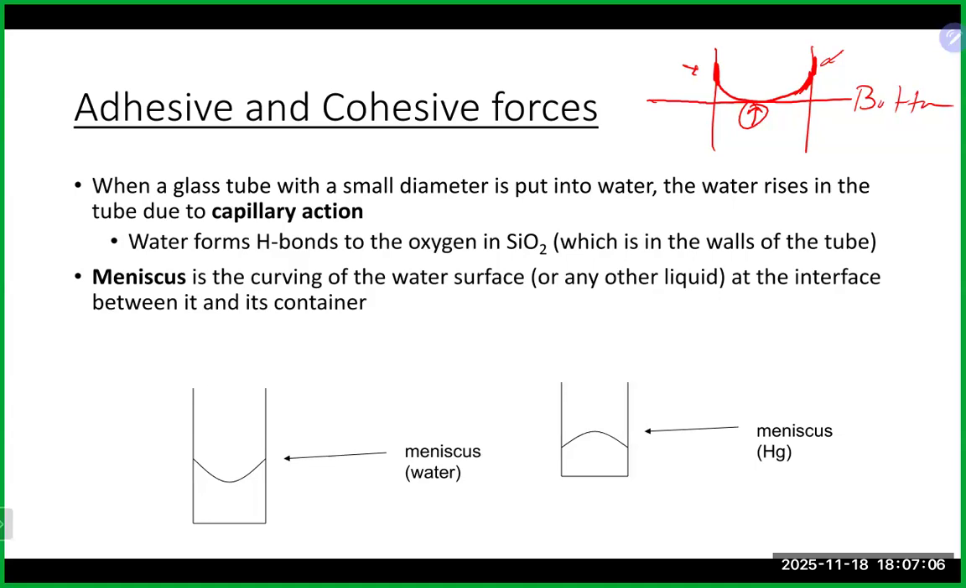Now, I would say in most cases, that is typically what you see with your meniscus, this U-shape, but there are certain chemicals or elements, for example mercury, that actually have the meniscus going the opposite direction. In this case, the cohesive forces, the attraction between mercury and itself, are actually stronger than the attraction between mercury and the glass container.